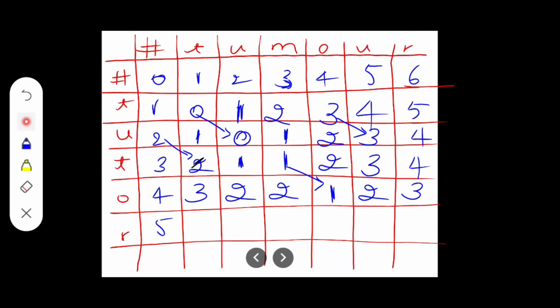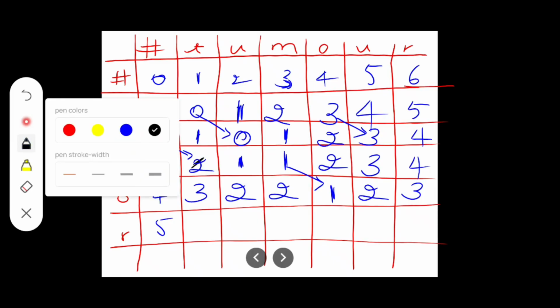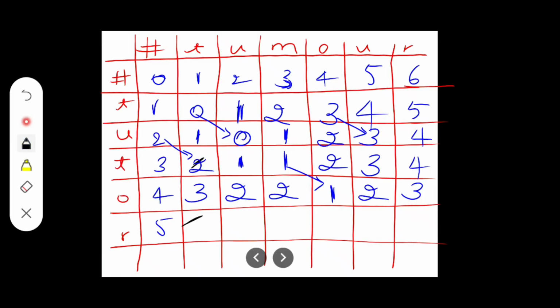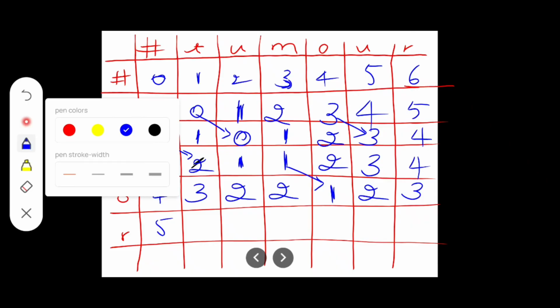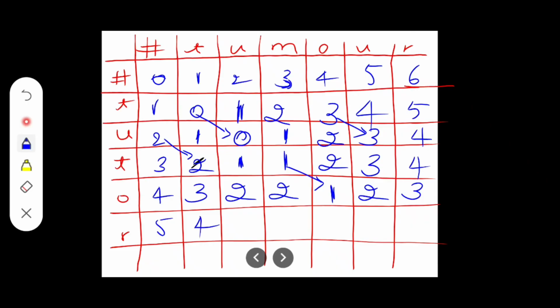Again, in the next comparison, R is compared with T. R and T are not equal, right? So if it is not equal, I have to take the minimum element. This is the box I need to fill. So I have to take this set. Which is the minimum element in this set? 3, 4, 5. 3 is the minimum element, right? So minimum element plus 1 is what? Minimum element plus 1 is 4. That is 3 plus 1, it is 4.